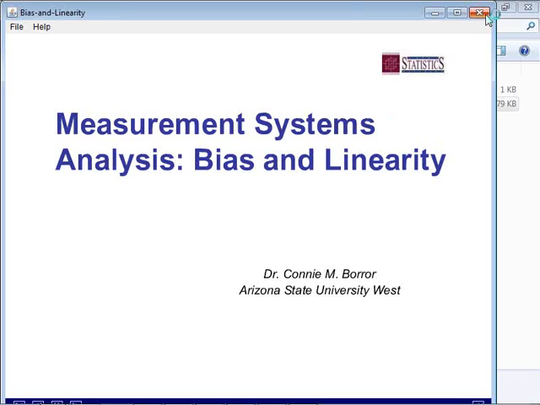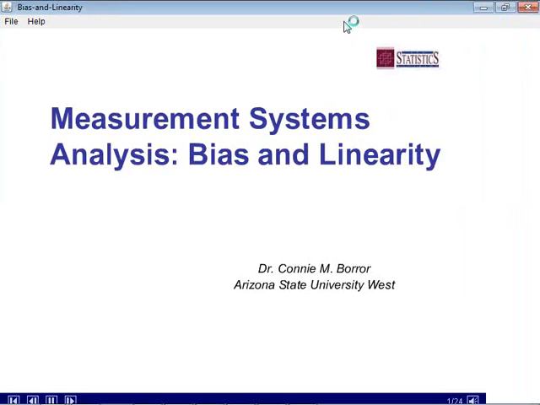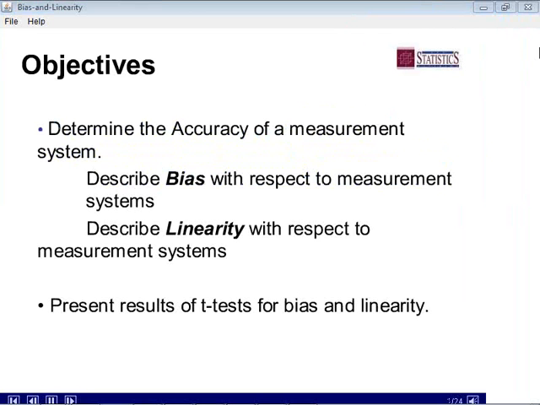In this presentation, I want to talk about measurement systems analysis and specifically bias and linearity. The objectives of this presentation are to discuss the accuracy of a measurement system, describe bias and linearity with respect to the measurement system, and present results of t-tests that can be used for bias and linearity to determine if there is a significant problem, a statistically significant problem, with these two things in a system.